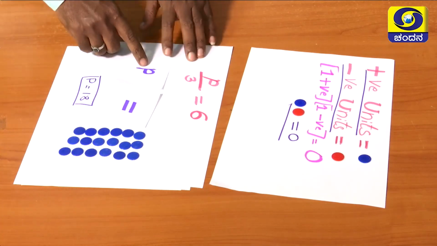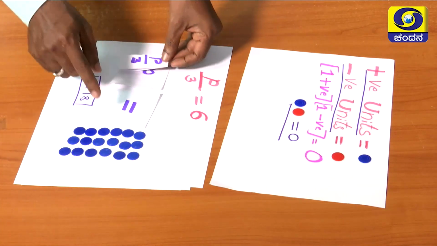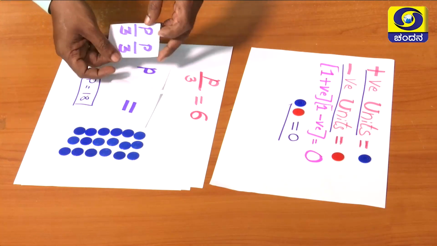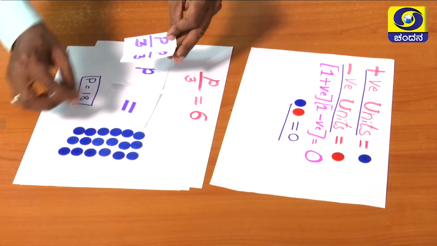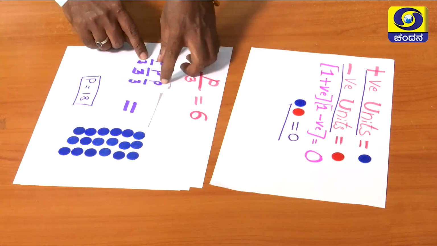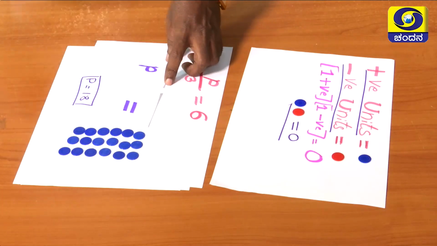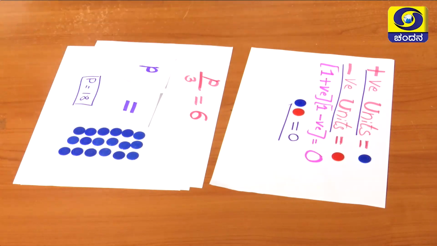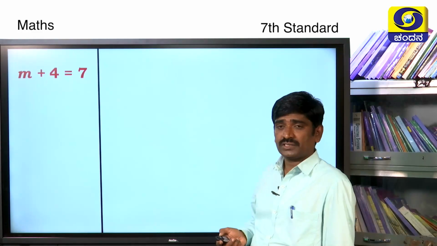See here. 1 time p means 6. 2 times p means 12. 3 times p means 18. That is, 3 times p by 3 is equal to p. That is, p is equal to 18. After that activity you understand it.